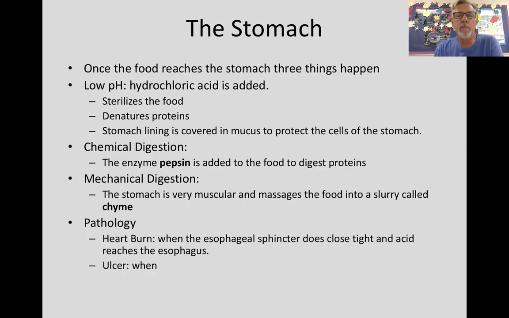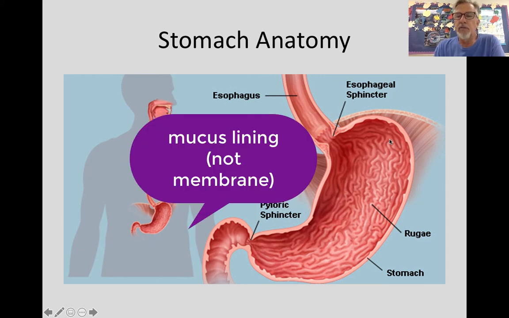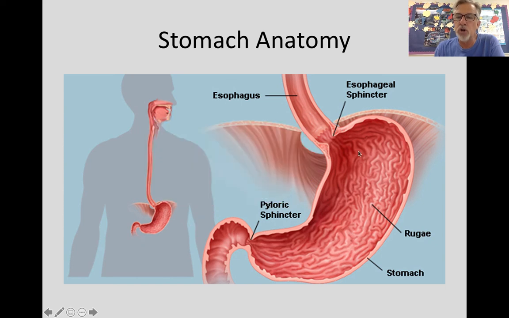A second pathology is ulcer, and an ulcer occurs when the mucous membrane on the stomach breaks down and the acid starts to burn and damage the cells of the lining of the stomach. This is also something that certain kinds of human behavior enhances, particularly things like smoking and drinking alcohol will tend to increase the occurrence of ulcers.